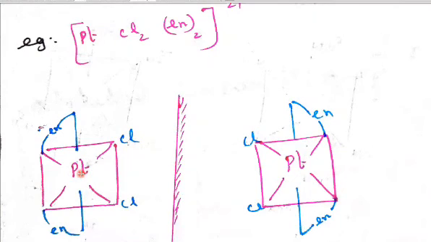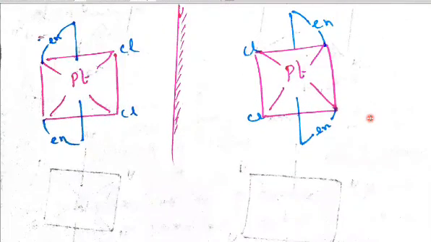So here platinum is at the center with Cl, Cl, and here ethylenediamine, here ethylenediamine. When you keep a mirror, you get the image in which the Cl will face each other and the en will go outside. So this is called optical isomers.